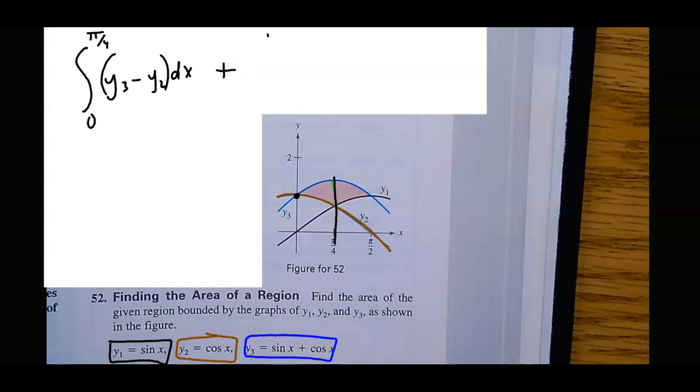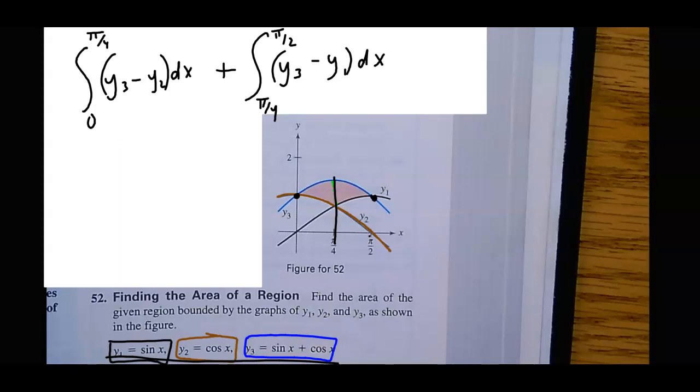And then we do the other half. The right half starts at pi over 4, and it ends right here at pi over 2. And on that interval, it's blue over brown. I'm sorry, blue over black. Blue over black. So that would be y3 minus y1. And once again, just type these functions into your calculator as y1, y2, and y3, and then calculate these integrals and add them together, and you'll have the total area of the pink.